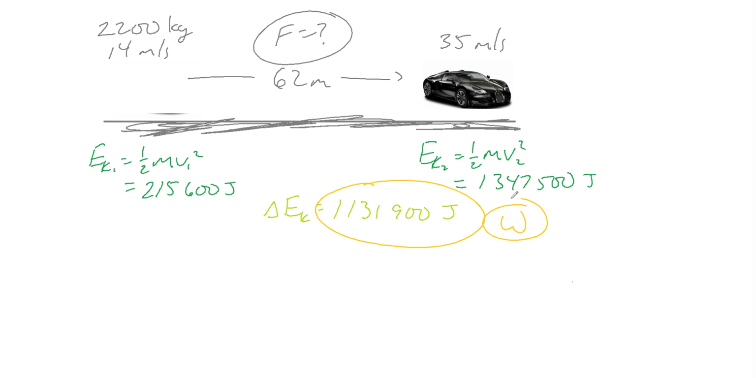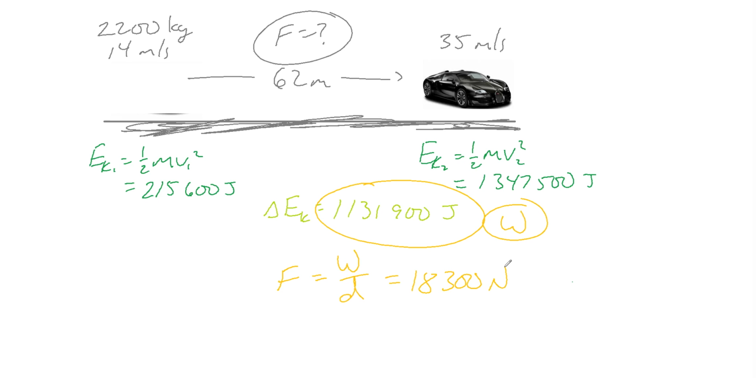Well then, if that's how much work was done and I've got the distance, I can relatively easily figure out how much force it was, because force is work divided by distance. So I'll take that work and divide it by the 62 meters for the distance, and we're looking at around 18,300 newtons of force. Obviously in real life this force would not be constant, but this would be the average force used by the car to go from one place to the other.